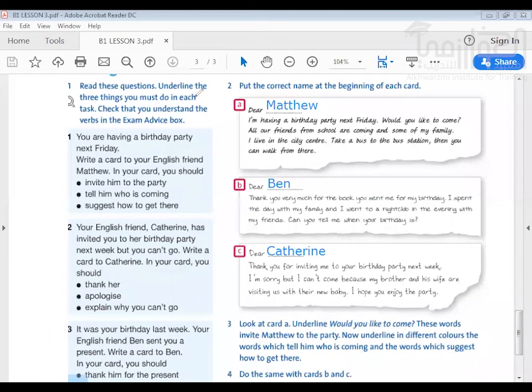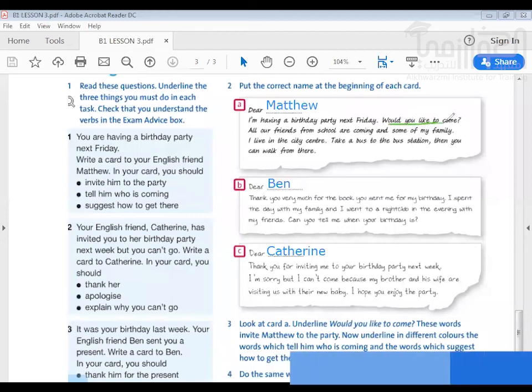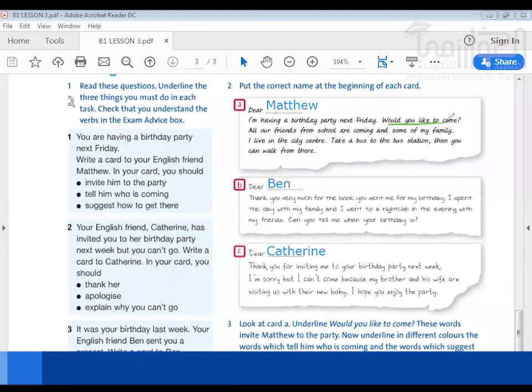Now when you want to invite someone, we use would you like. Would you like is very polite. So that's why we are underlining it. Would you like to come? Okay, good. Then underline in different colors.